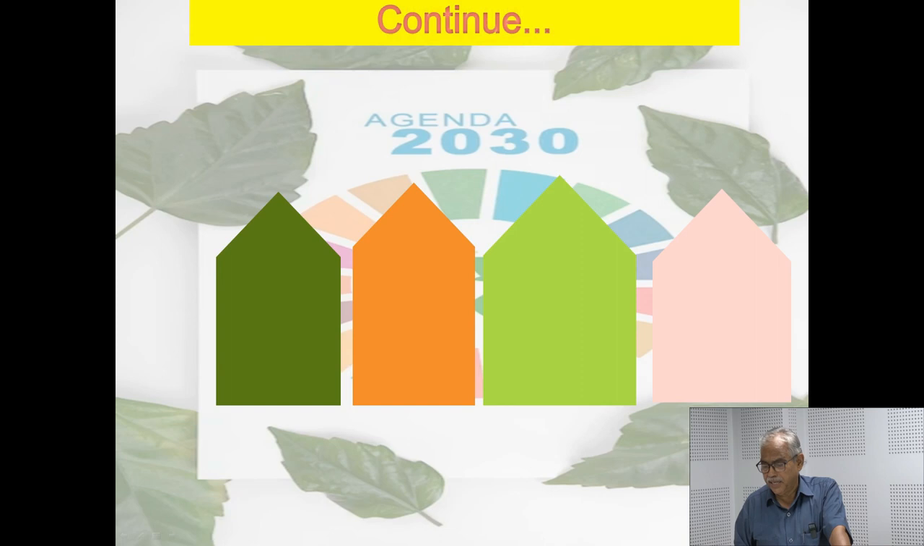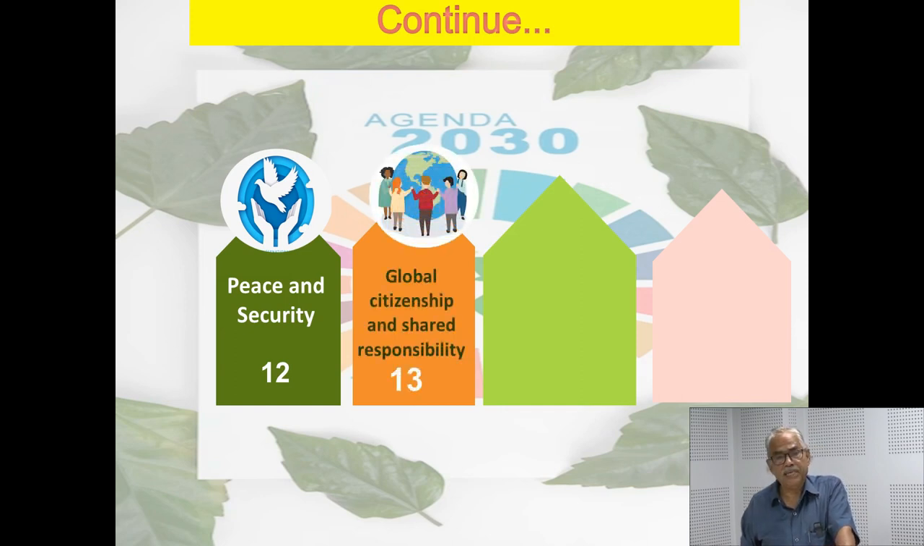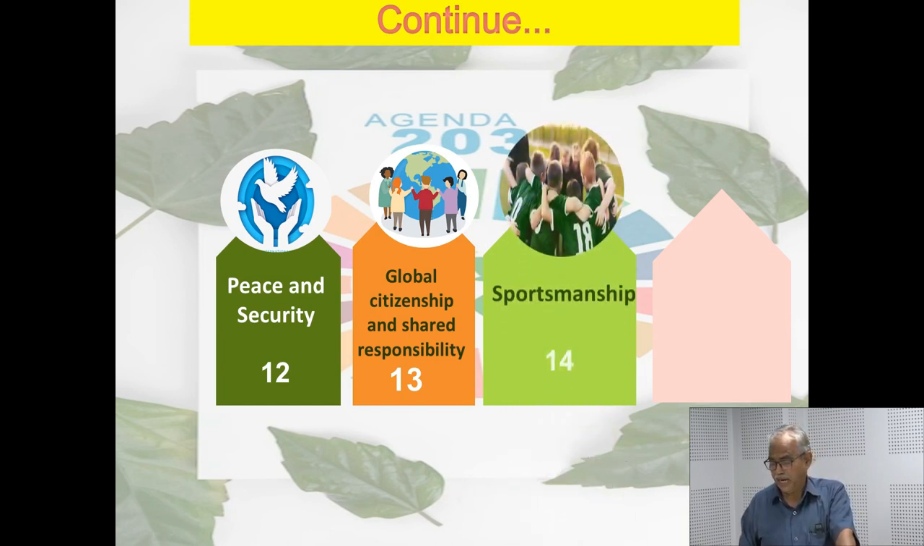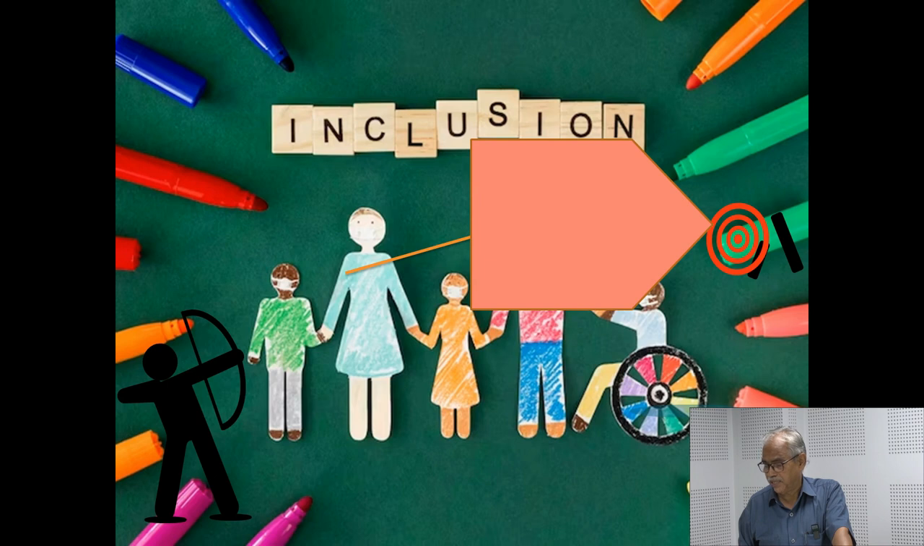The next point in Agenda 21 is peace and harmony. Peace at the individual level, peace at the community level, peace at the country level, peace at the international level. And it must be linked to global citizenship so that we lead a healthy life and share the responsibility. In this context, we must have leadership and sportsmanship.